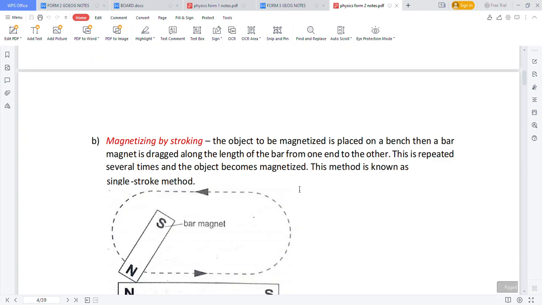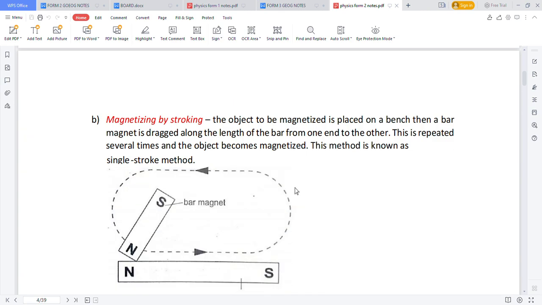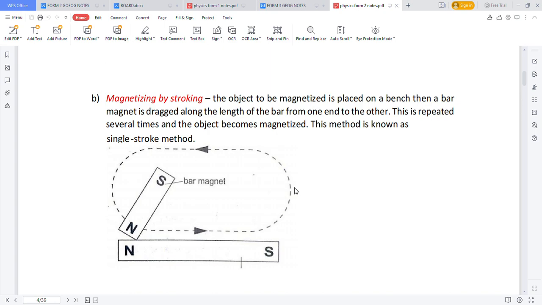Number 2, we have magnetizing by stroking. You can see on the diagram, the object to be magnetized is placed on a bench, then a bar magnet is dragged along the length of the bar from one end to the other. This is repeated several times and the object becomes magnetized. This method is known as the single stroke method. The one you are seeing on the diagram is the single stroke method.